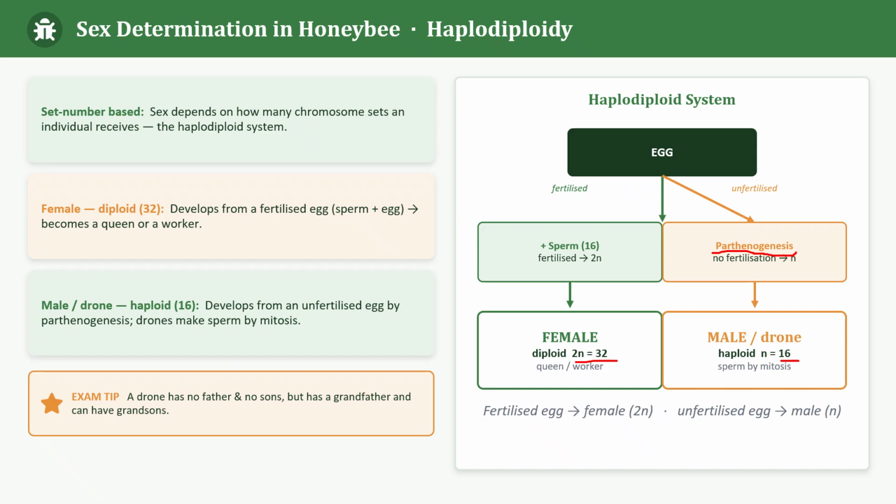These males are mostly drones. Since drones are haploid, they produce sperm by mitosis instead of meiosis. Another interesting fact is that a drone has no father and cannot have sons, but it has a grandfather and can have grandsons. This makes honeybee genetics very unique. From an exam point of view, remember the fertilized egg, female, is 2n, 32 chromosomes, and the unfertilized egg, male, is n, 16 chromosomes.